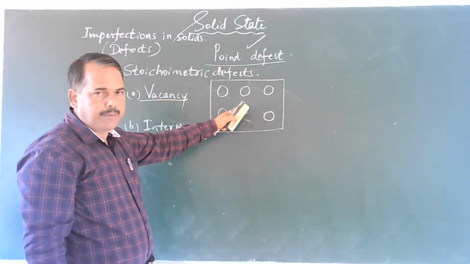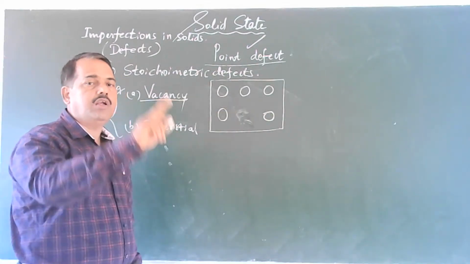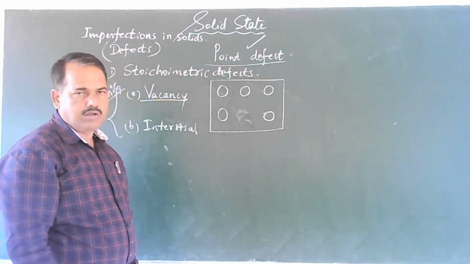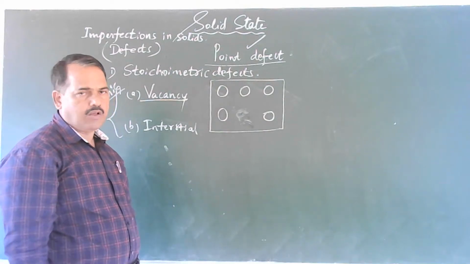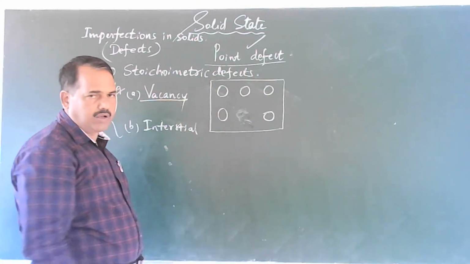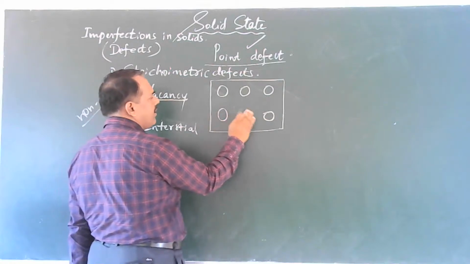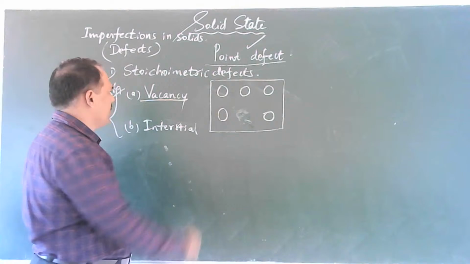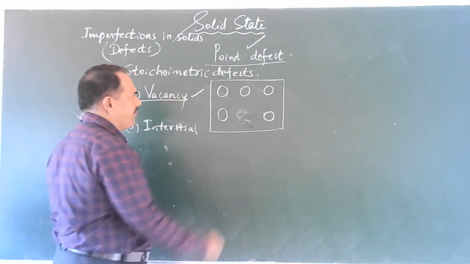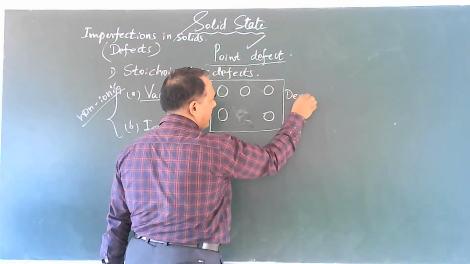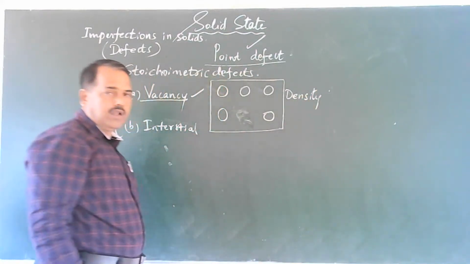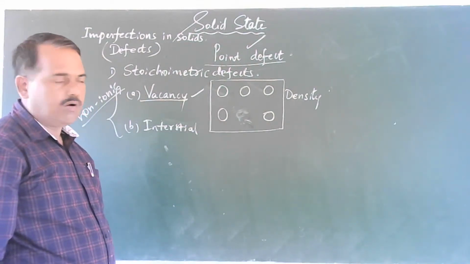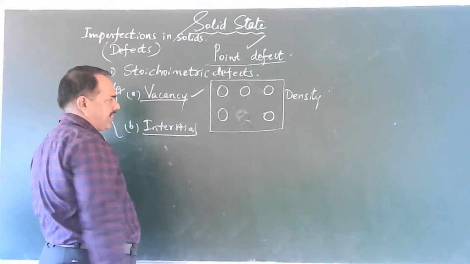What about density in vacancy defect? In vacancy defect, density decreases as one of the particles is away from the lattice. It is not in the crystal. A solid is nothing but a large number of crystals. In the entire lattice, one of the particles is missing, and you can find there is a vacancy, therefore it is called vacancy defect. In vacancy defect, density decreases. Why? One of the particles is missing there. There is a vacancy.